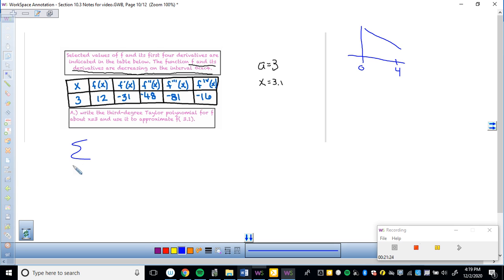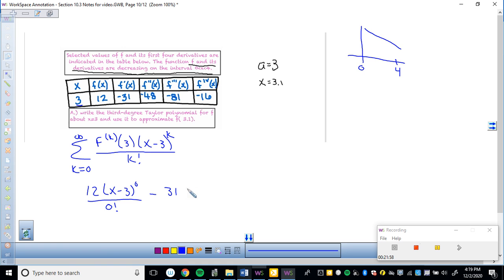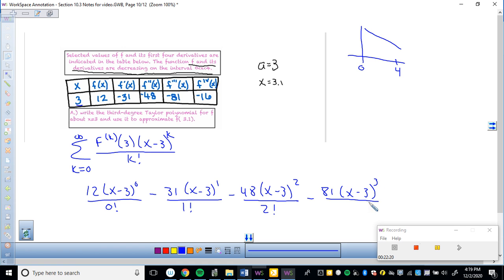So we're using our Taylor series generator. We're going to have the kth derivative at 3, that's the x value that we're interested in, times x minus 3 to the k over k factorial. We are centered at 3. So we will take the zeroth derivative, which would be 12, times x minus 3 to the 0 over 0 factorial, minus 31 times x minus 3 to the first over 1 factorial, minus 48 times x minus 3 to the second over 2 factorial. What did they want? Third degree. Minus 81 times x minus 3 to the third over 3 factorial. That is our third degree Taylor polynomial for f of x about x equals 3.